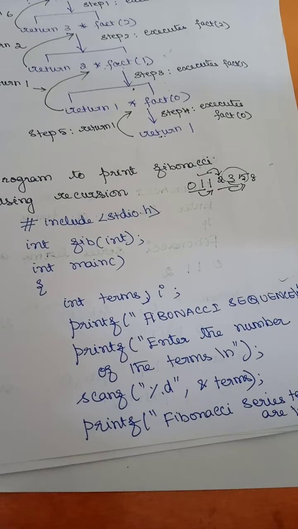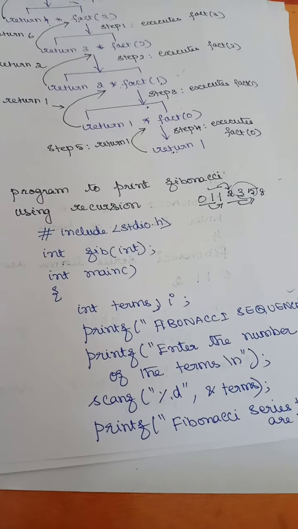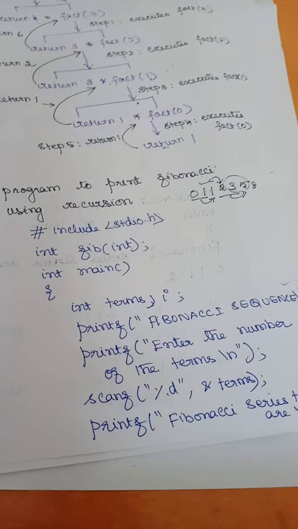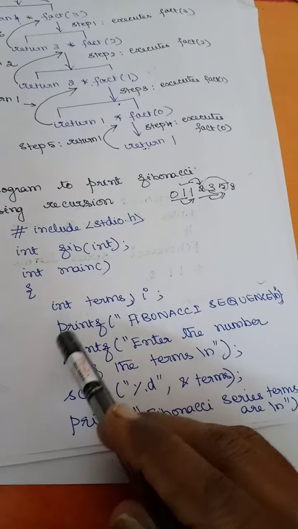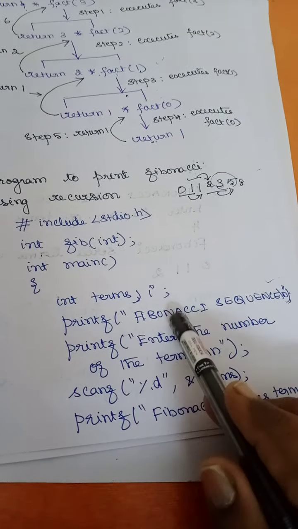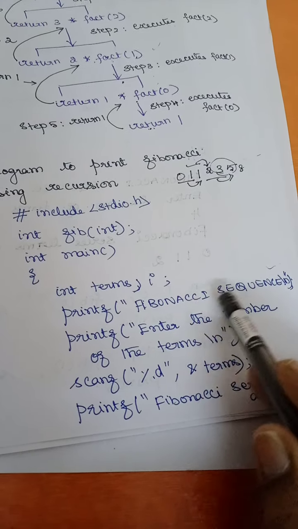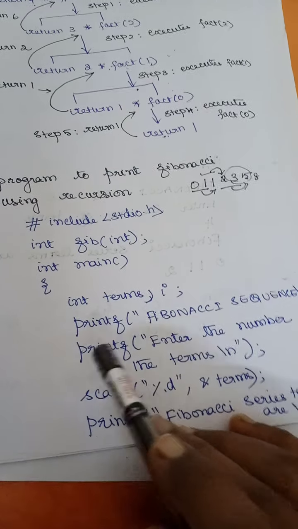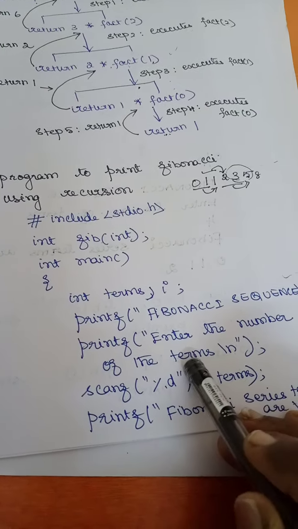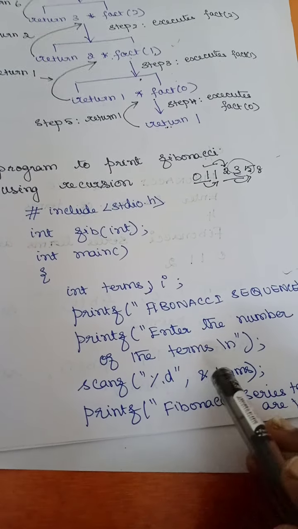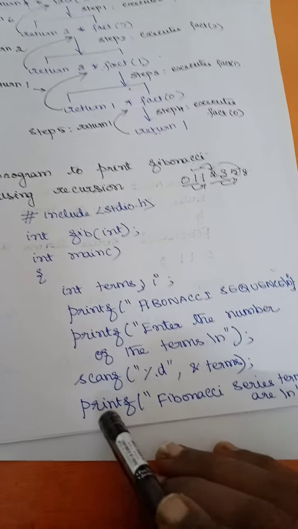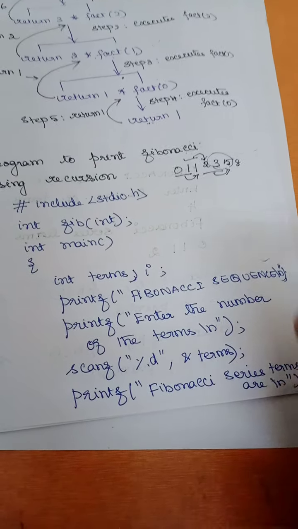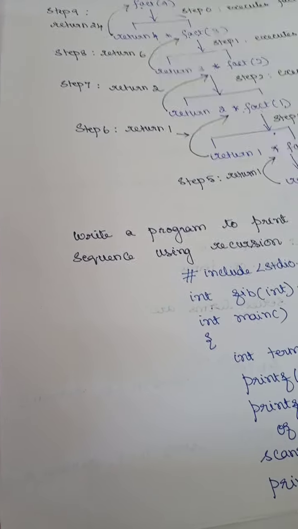So the number of numbers I am printing in a Fibonacci, we are going to call it terms, right? And i for a loop variable, right? So printf, the program name I am going to print as Fibonacci sequence, and printf enter the number of terms, right? And then read the number of terms here. Then printf the Fibonacci series. So I am going to print the Fibonacci series.